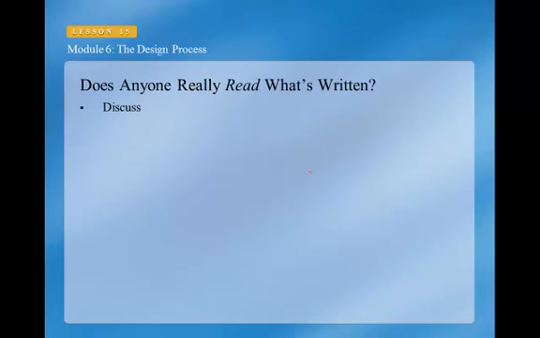Alright, so let's think about web pages. Does anyone really read what is written? Now, it says discuss, and we're online, and we're not having a discussion topic on this, but think about the difference between reading a book, a magazine, a newspaper, a web page, and think about how you read each one differently.